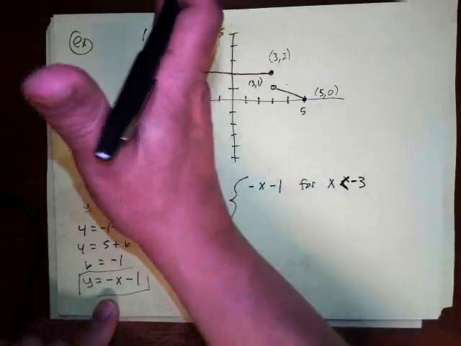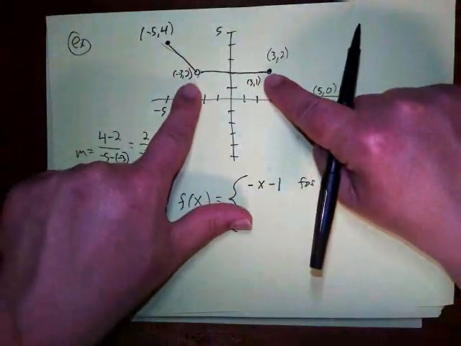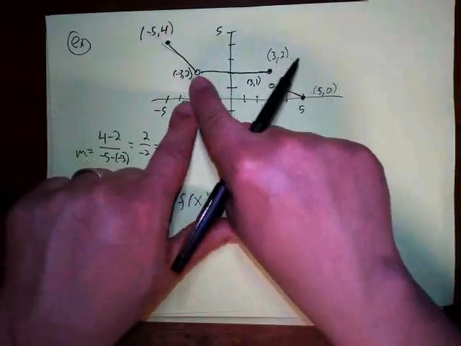Okay, so that takes care of this part. Now notice here we have a constant function, and the number is 2.